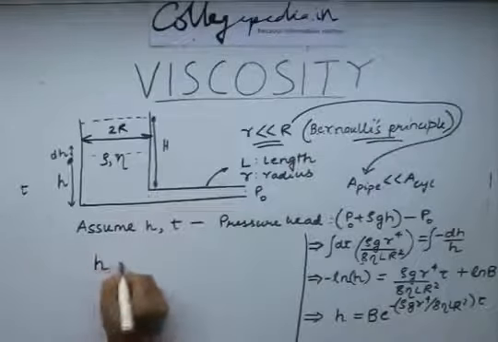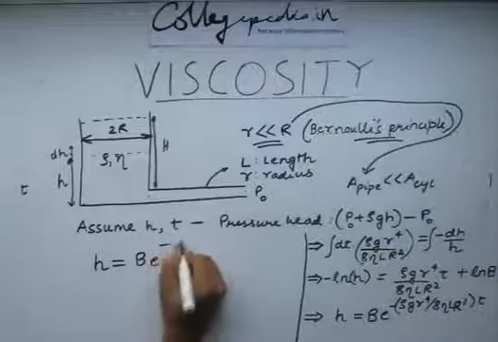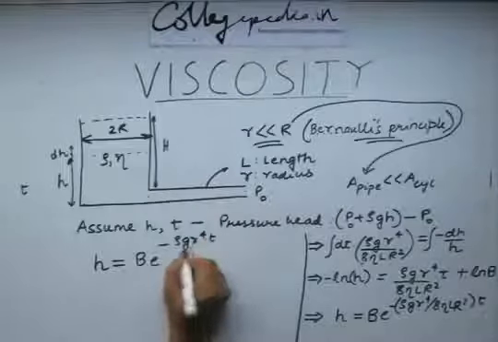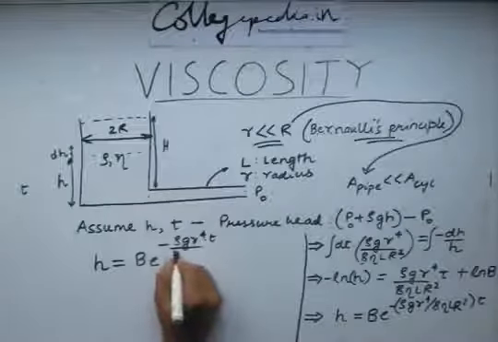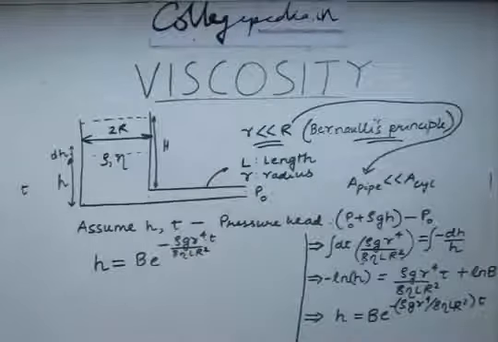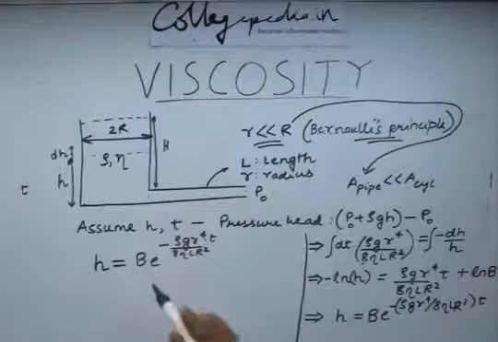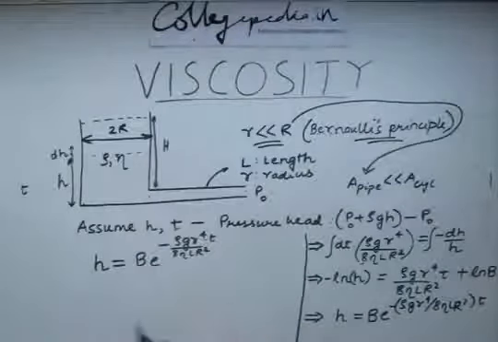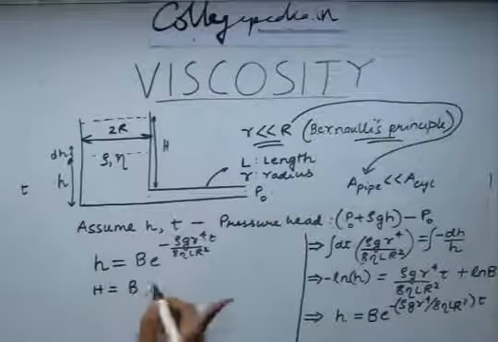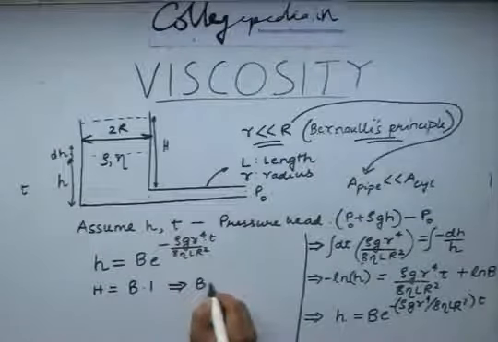We have now H equal to B e to the power minus rho g r to the power 4 t by 8 eta L r square. We know that at initial time 0, the net height was capital H. So H was equal to capital H when time was equal to 0. So this quantity is 1. Hence we find that B is equal to capital H.